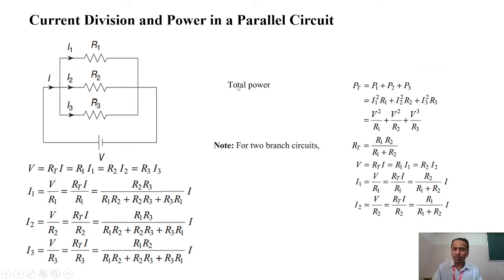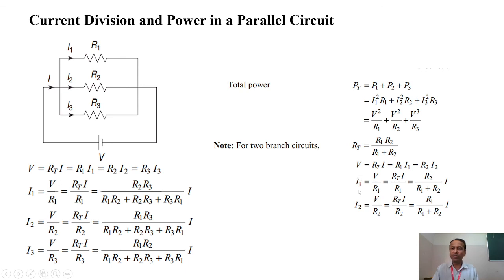Also the total power, once again, is P1 plus P2 plus P3, and that can be added. For a two-branch circuit, if instead of three resistances we have two resistances, R1 and R2, we first have to find the total resistance. The total resistance is the parallel combination of these two, which results in R1 R2 divided by R1 plus R2.